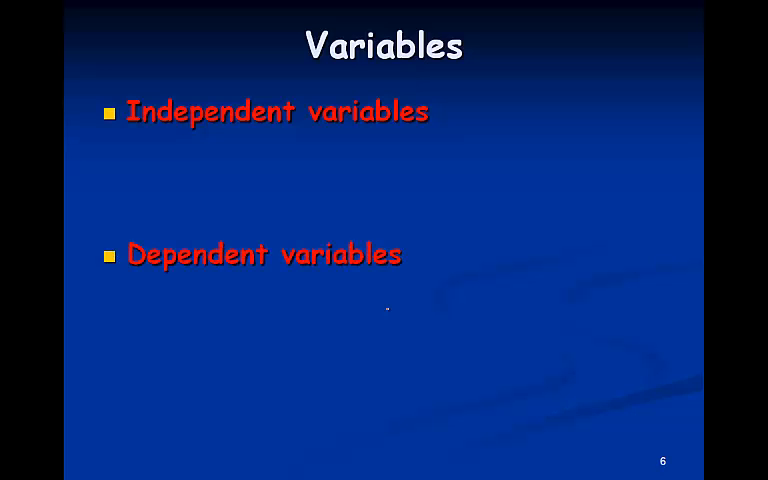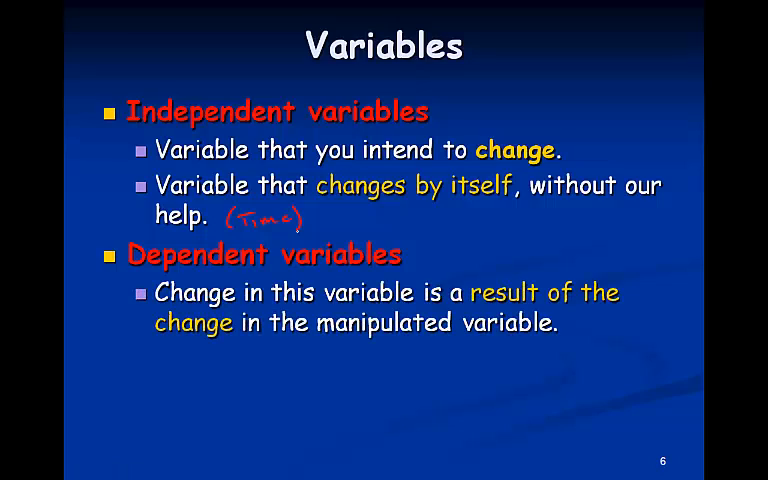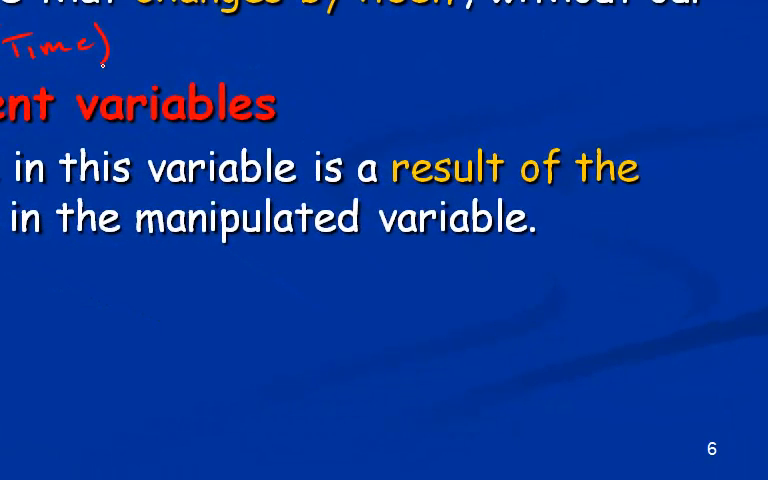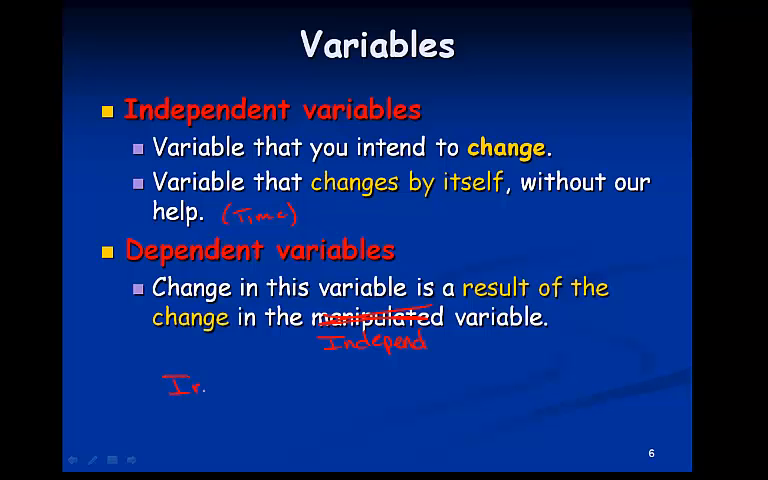The independent variable is the variable that the scientist wants to change. The dependent variable is a change as a result of a change in the independent variable. We hypothesize that increased studying leads to higher grades. Well, the increased studying would be the independent variable. The higher grades are the dependent variable. The higher grades depend on how much you study.